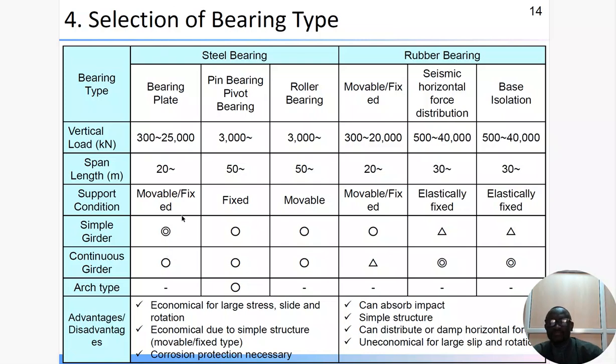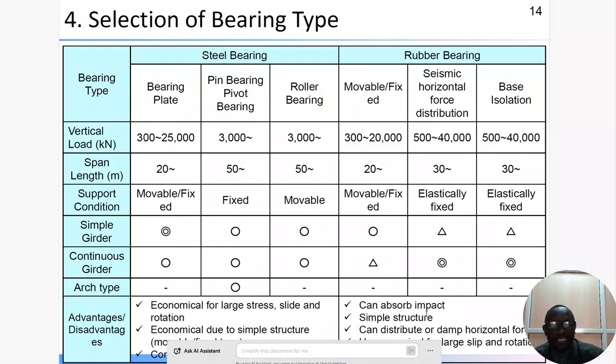And this one, plate for bearing plate. Then roller type fix, and it's not applicable. And for the rubber, you have the fix, and then this triangular one also. I don't understand the symbol. It's not defined here. We shall have to get it. This is a classroom, we shall check that.